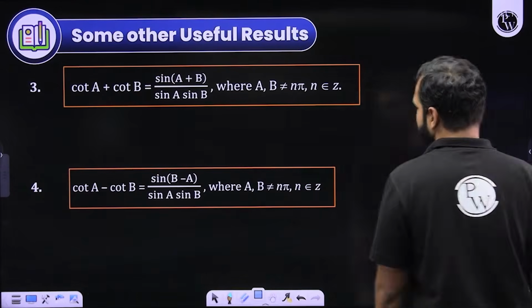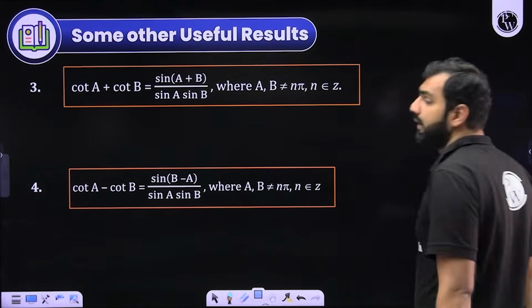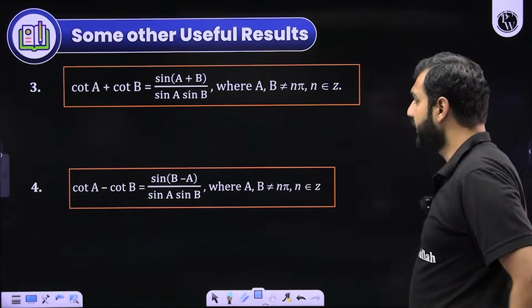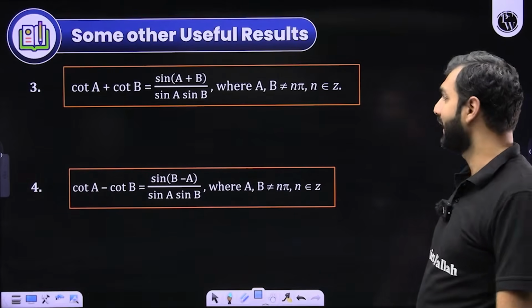Again, this is a check here. It is not sin (A minus B). It is sin (B minus A). I hope you remember why. I hope there is no confusion on that. There is a complete clarity on this.